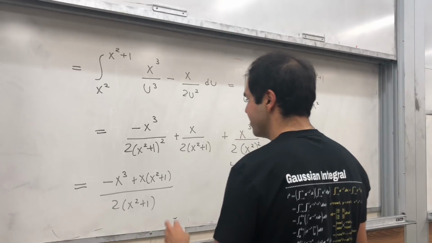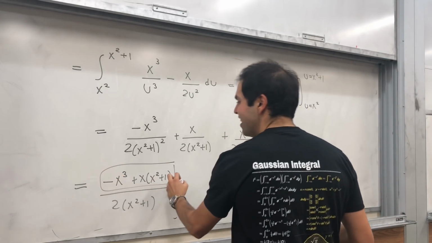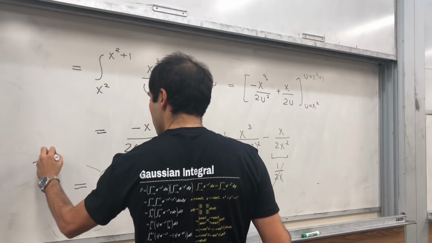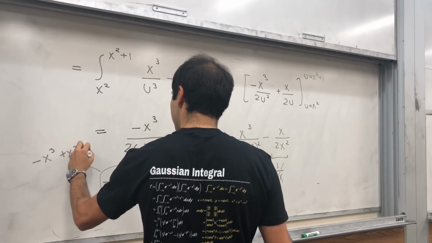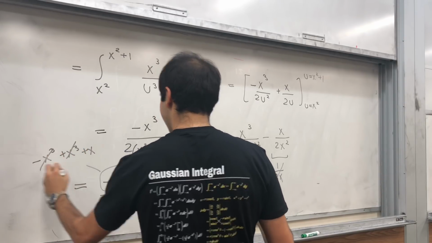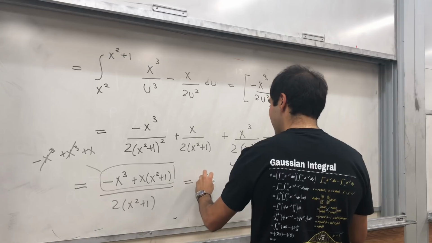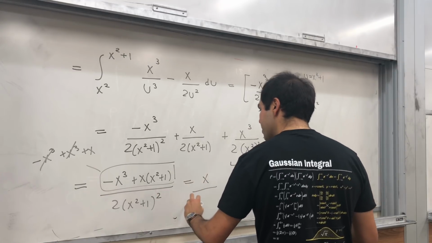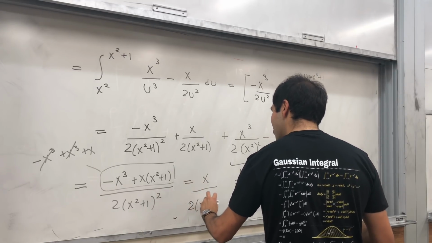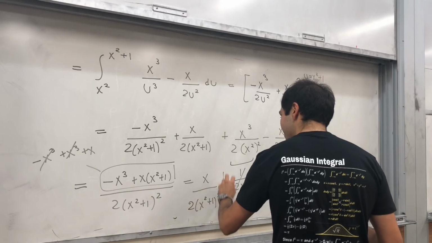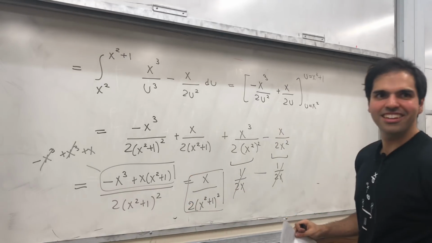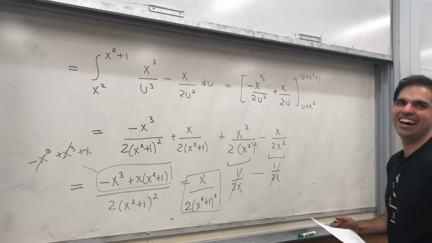And see how nice this is. This becomes minus x cubed plus x cubed plus x. This cancels out, and we get x over, sorry, this is a square, x over 2 times (x squared plus 1) squared. And I did this on my first try.